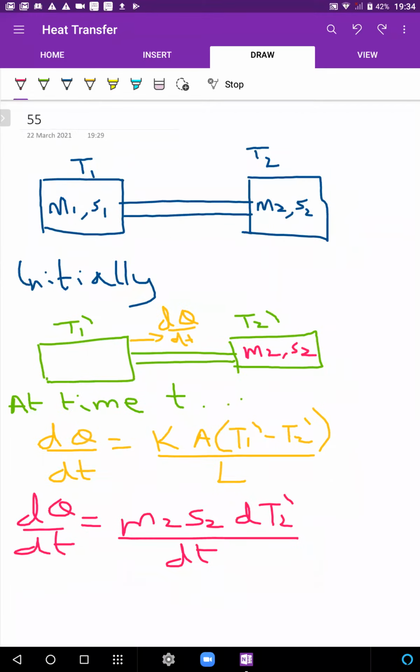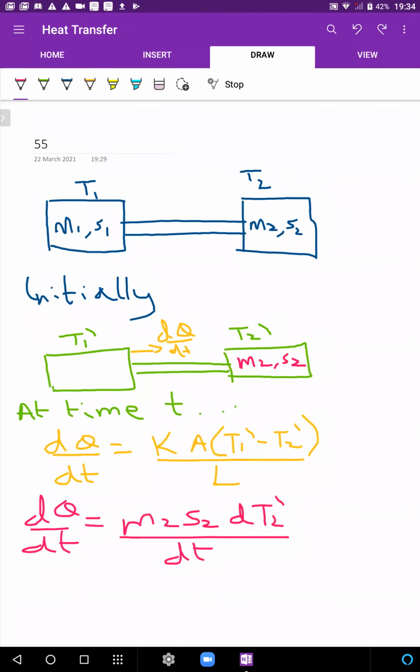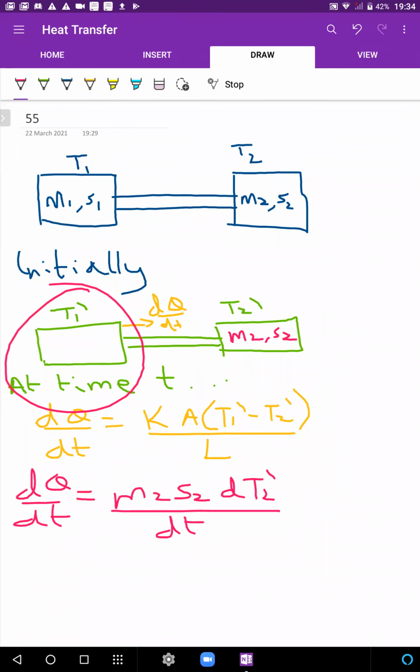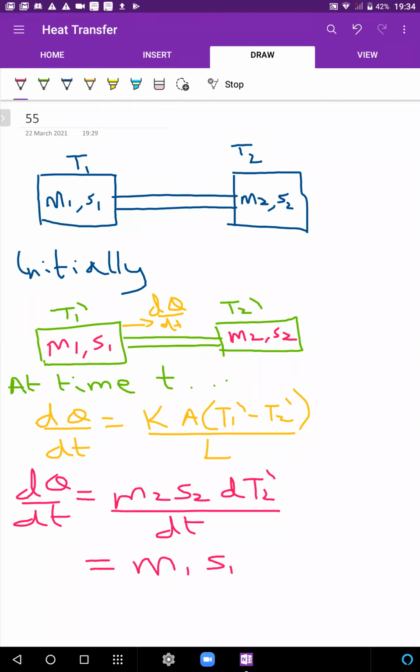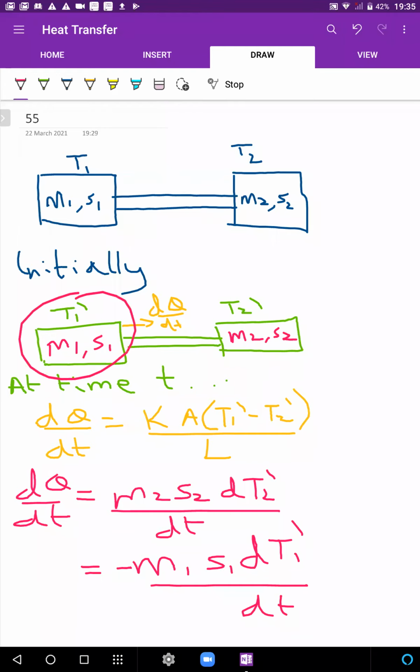यहाँ पे heat being deposited to this guy is going to be the rate at which its temperature increases, M2 S2 dT2 dash by dt, and heat being taken away from this guy is going to be the rate at which uska temperature decreases. So what will we write for this guy? M1 S1, rather minus dT1 dash by dt, because heat is being extracted from this guy. So you're extracting heat from M1.